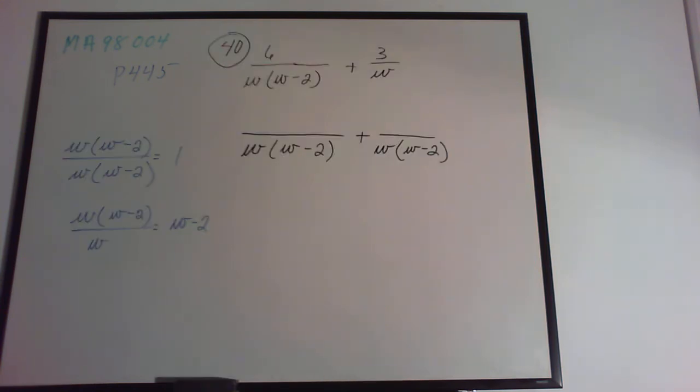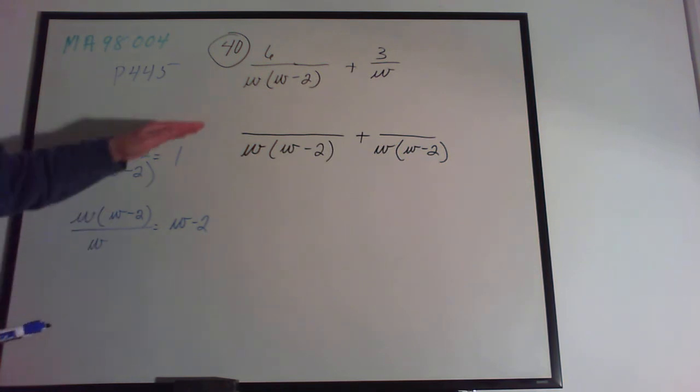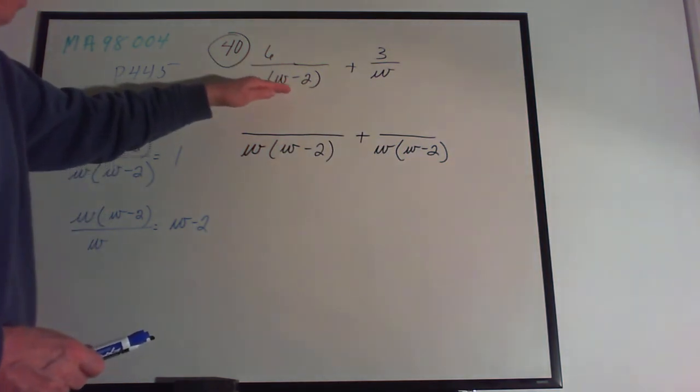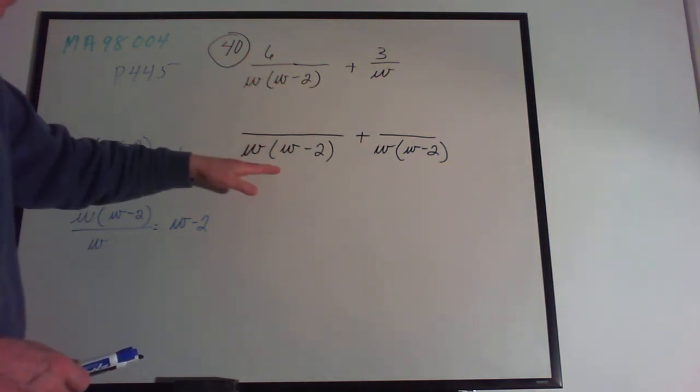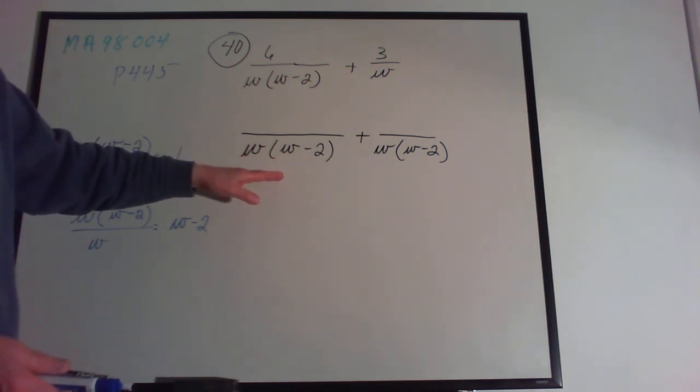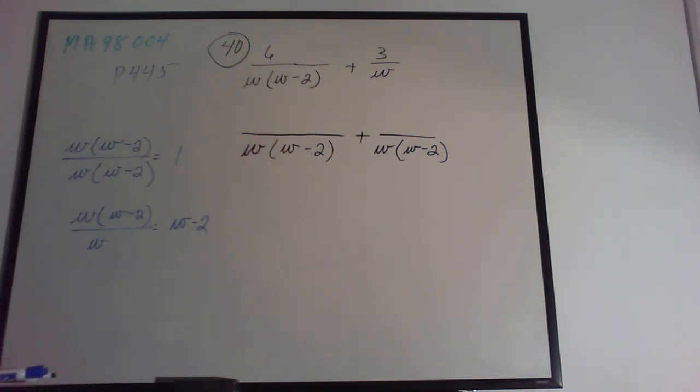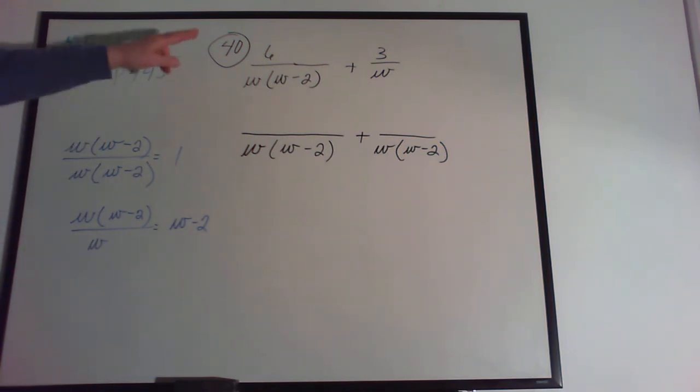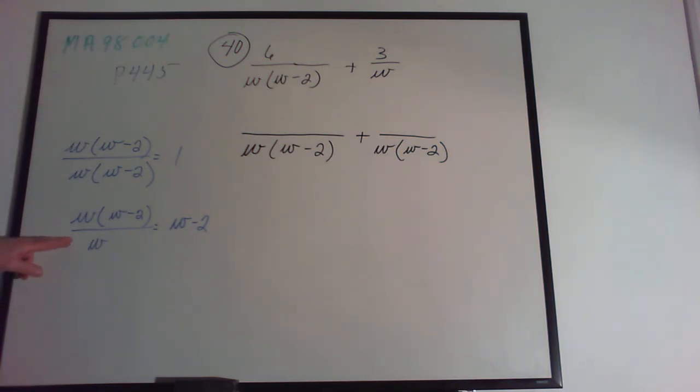Try number 40. All right, the common denominator is going to be w times w minus 2 in parentheses. Remember, you have to be able to divide the new denominator by the old one. So I did that over here. So I end up with a 1. So it's 1 times 6. And for the second one, I divided, I ended up with w minus 2.